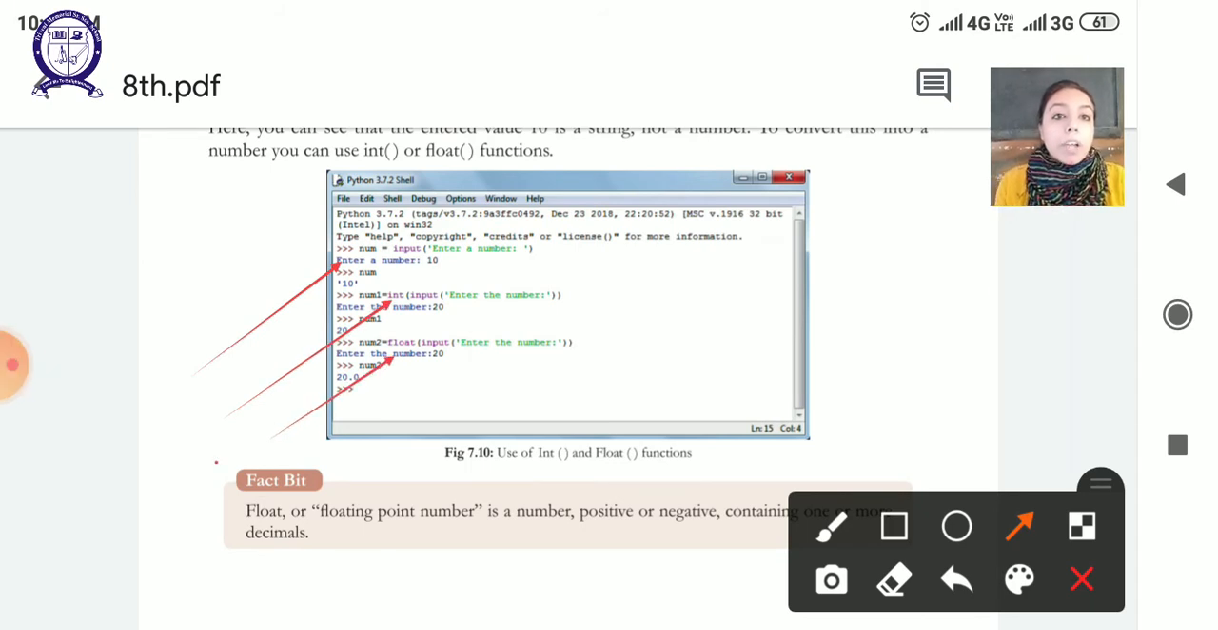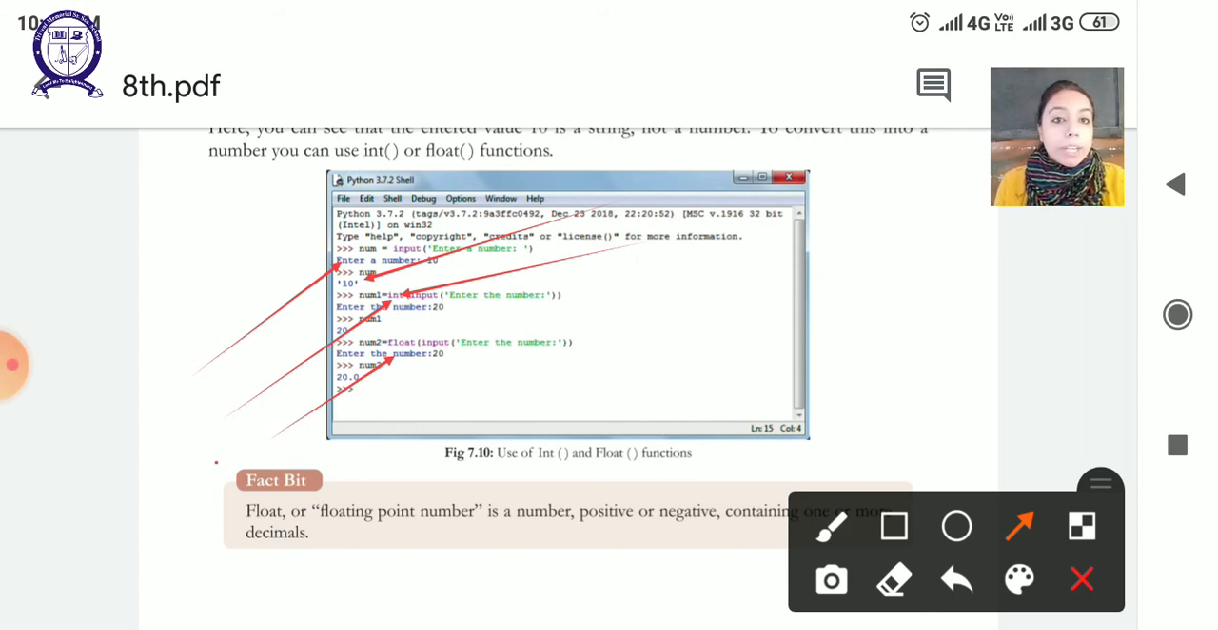So here we have num is equal to input, enter a number. So here we have taken a number as 10. So now you can see here it will take the string value. So although the 10 is an integer number, the output will come with single quotes which represent that here 10 is a string value. Now here you see that we have taken num1 is equal to int input enter a number. Here we have put int, it means whatever the number will be entered, that will be taken as an integer number, that is a whole number.